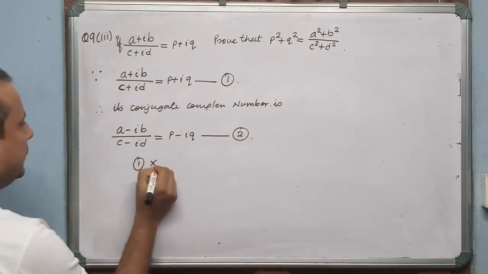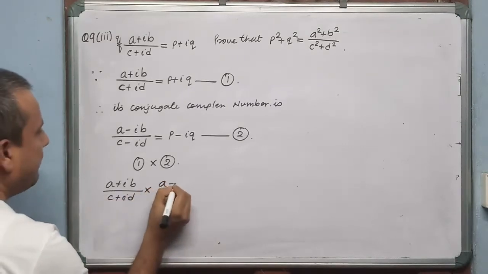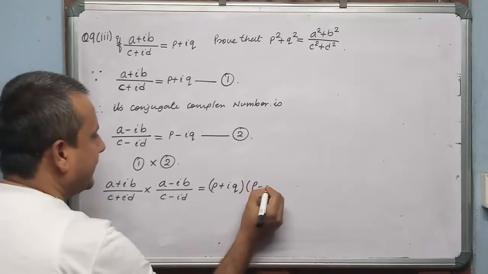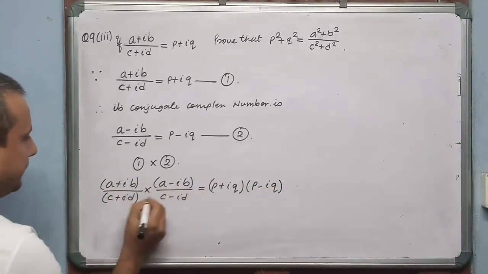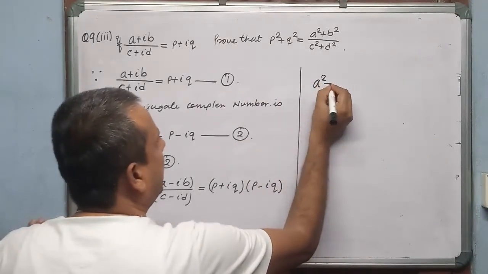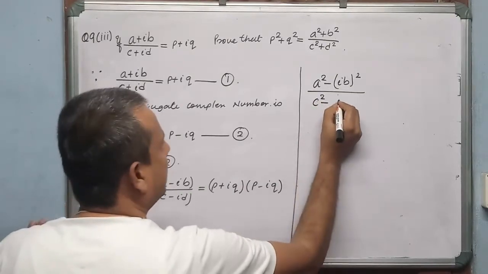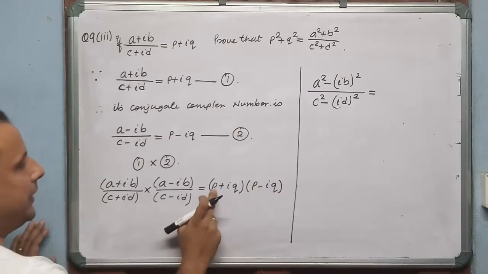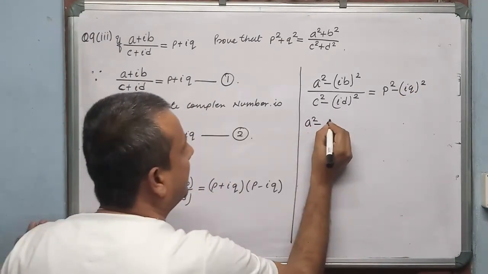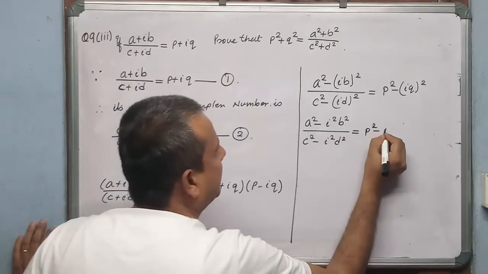Now then, equation 1 into equation 2, that you have to multiply, that is (a plus ib) over (c plus id) into (a minus ib) over (c minus id) equals (p plus iq) into (p minus iq). Now everything is in terms of formula over here. In the numerator, it is in terms of (a plus b) into (a minus b), then the formula is a square minus b square. Over here also it is in terms of formula, c square minus (id) whole square. The right hand side quantity is also in terms of formula (a plus b) into (a minus b), it is p square minus (iq) whole square. Now then it is a square minus i square b square over c square minus i square d square equals p square minus i square q square.